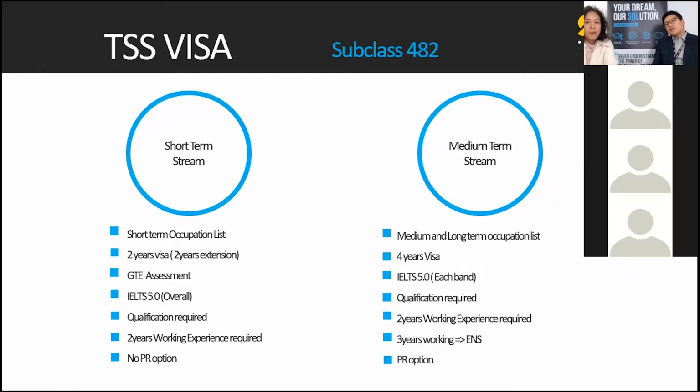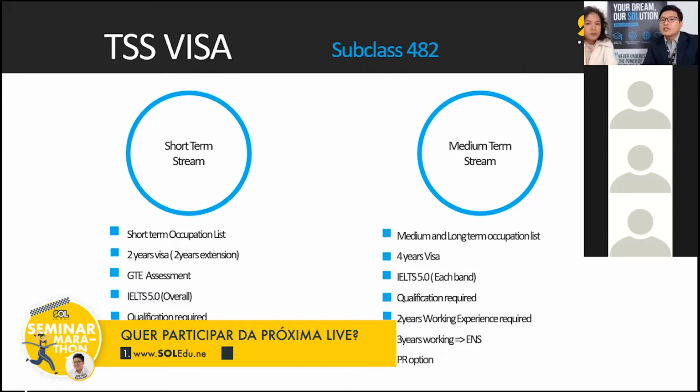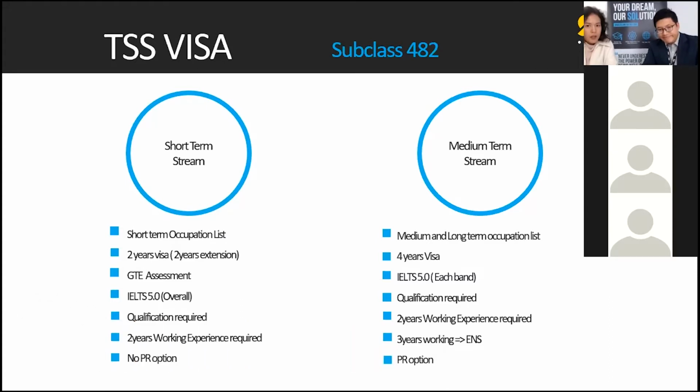Let's start with the short-term stream. This stream is applicable for occupations under the short-term occupation list. For example, cook, restaurant manager, marketing specialist are all under the short-term occupation list. So if you get sponsorship through a nominated occupation like this, then you are eligible to apply for the short-term stream TSS visa. But this visa duration is only 2 years, and you can extend another 2 years. So the maximum visa duration will be 4 years.